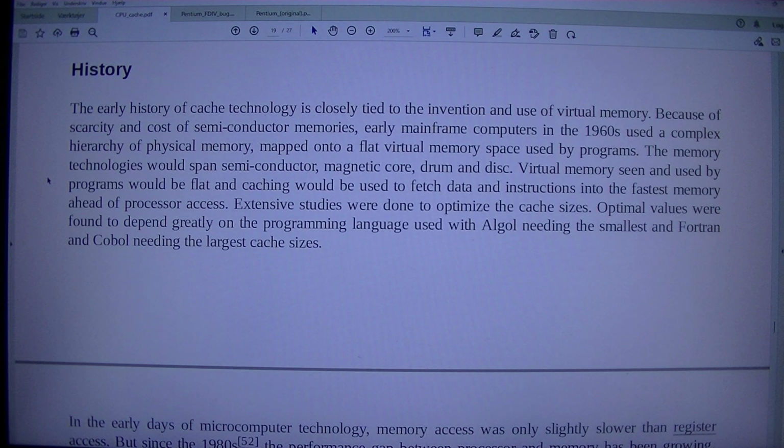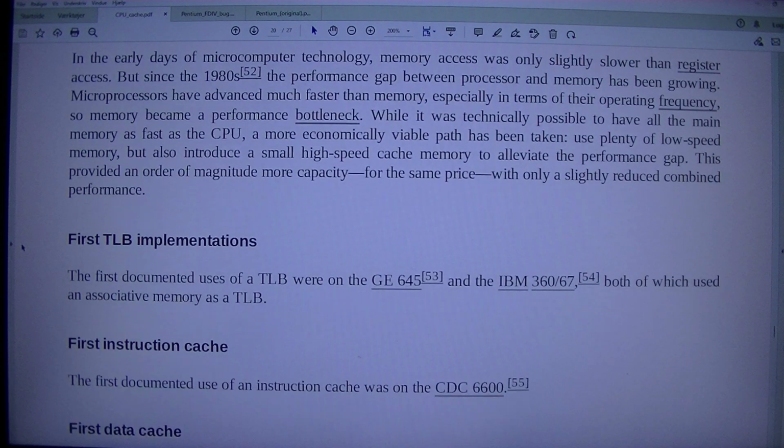Extensive studies were done to optimize the cache sizes. Optimal values were found to depend greatly on the programming language used, with ALGOL needing the smallest and Fortran and COBOL needing the largest cache sizes. In the early days of microcomputer technology, memory access was only slightly slower than register access. But since the 1980s, the performance gap between processor and memory has been growing.